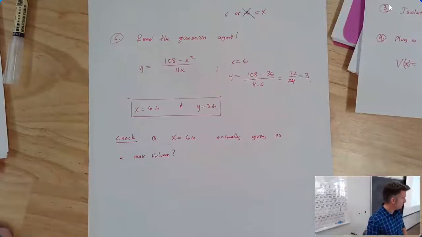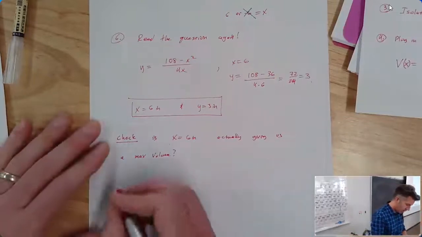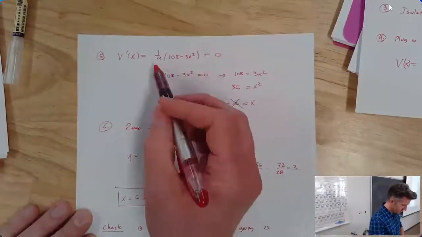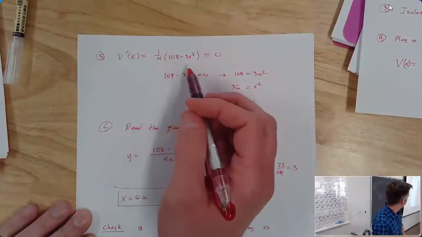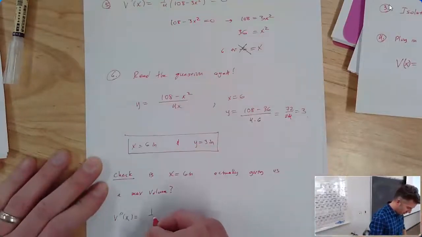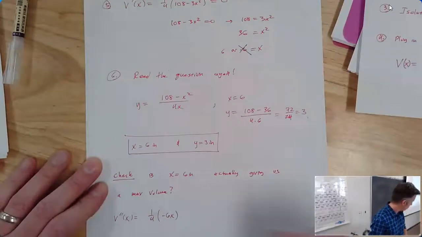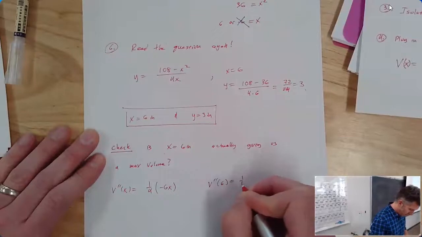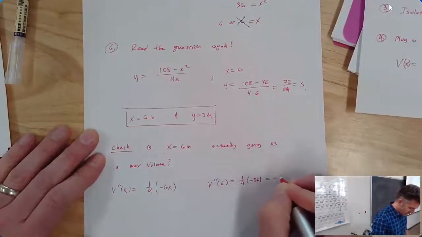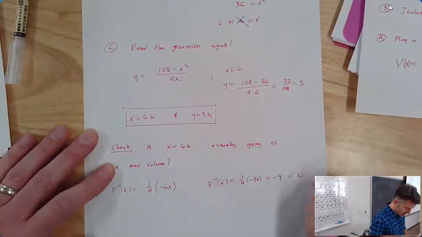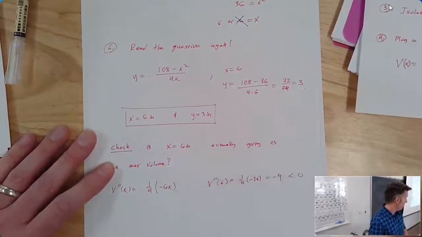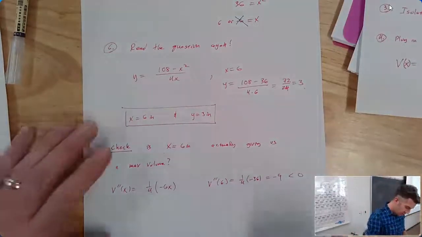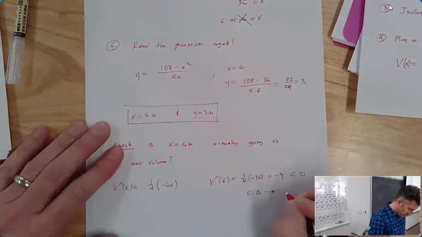Well, one way we could check this is by using the second derivative test. V double prime is, let's see, V prime was 1/4 times 108 minus 3x squared. So V double prime would be 1/4 times negative 6x. If you plug in 6, V double prime of 6 is 1/4 times negative 36, which is negative 9, which is negative. So we're concave down, which means we have a maximum. So yeah, that works. Concave down means max.